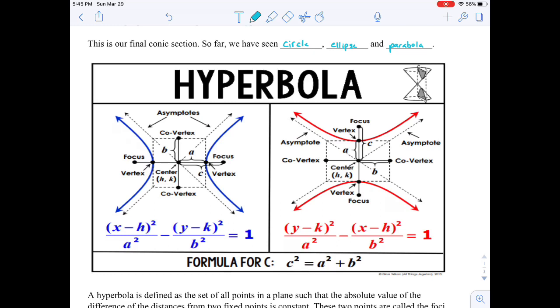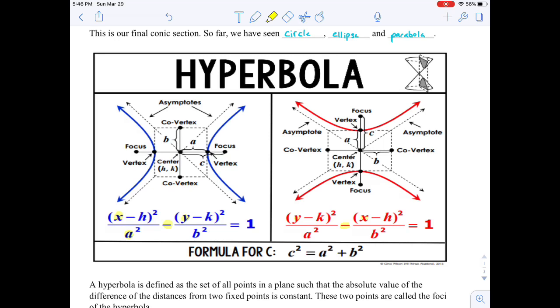Okay, we have our horizontal one over here on the left where they open up horizontally to the left and right in this case. And on the right side, we have our vertical one that opens up and down. You'll notice the equations are very similar down here to an ellipse, except you'll see a minus sign in there instead of a plus sign. You'll also notice that x and y can switch places. So whichever one's in front of the minus sign, in this case the x, that tells us we're going horizontal, y means we're going vertical. Also, A does not change spots. A is first, B is second, and so forth.